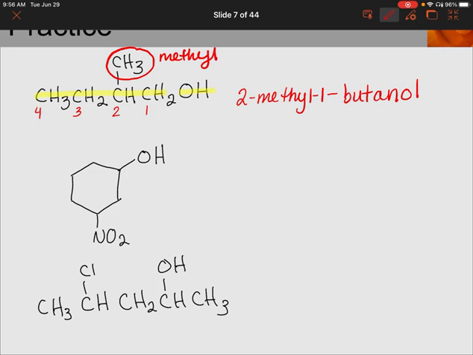Okay, let's go to the next one. So this one has a ring structure in it. So we want to name that ring structure because that will be our quote-unquote parent chain or longest chain. So this ring structure has 1, 2, 3, 4, 5, 6 carbons in it. So what would we call that ring?